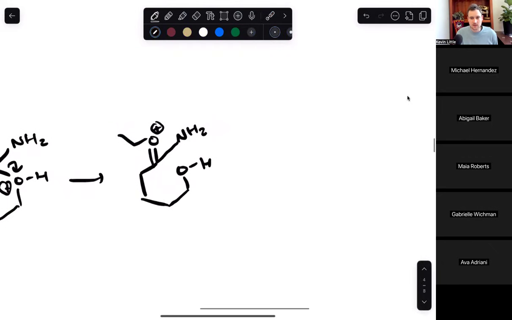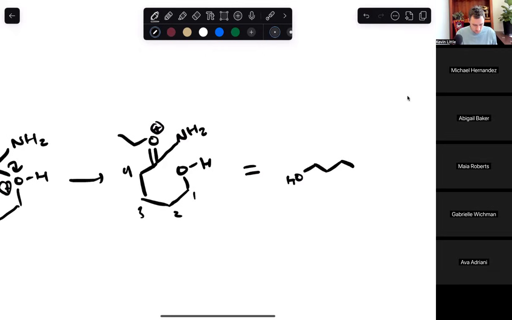This is kind of an ugly looking molecule right now. You'd be right if you kept it like this, but I like to redraw it, so I'll just say 1, 2, 3, 4. So I have an OH with 1, 2, 3, 4 carbons, and then a carbonyl with a nitrogen, and then 2 carbons off of it. So that's just a prettier way to draw it.